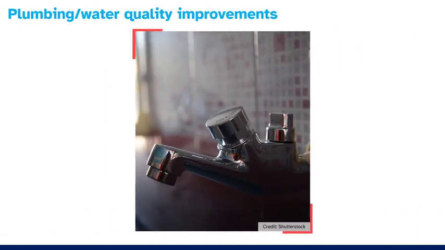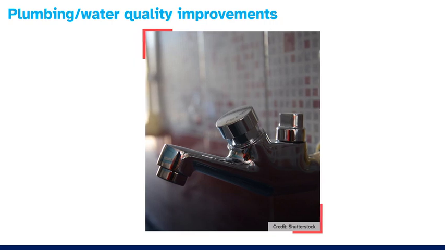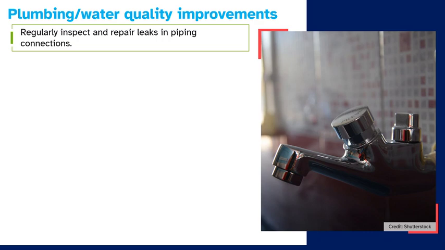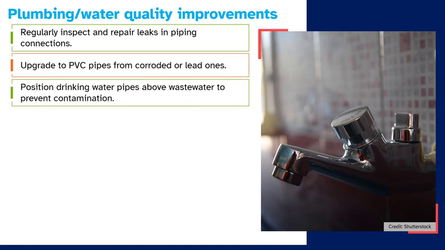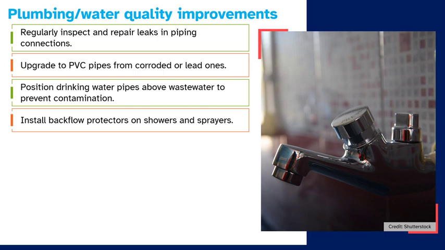Healthcare facilities can implement simple, low-cost plumbing measures to address some of these problems. Here are a few examples. Regularly inspect and promptly repair any leaks in piping connections. Upgrade corroded or lead pipes to PVC ones. Position drinking water pipes above wastewater to prevent cross-contamination between safe water and wastewater systems. Install backflow protectors on bathroom fixtures to prevent the reverse flow of contaminated water.